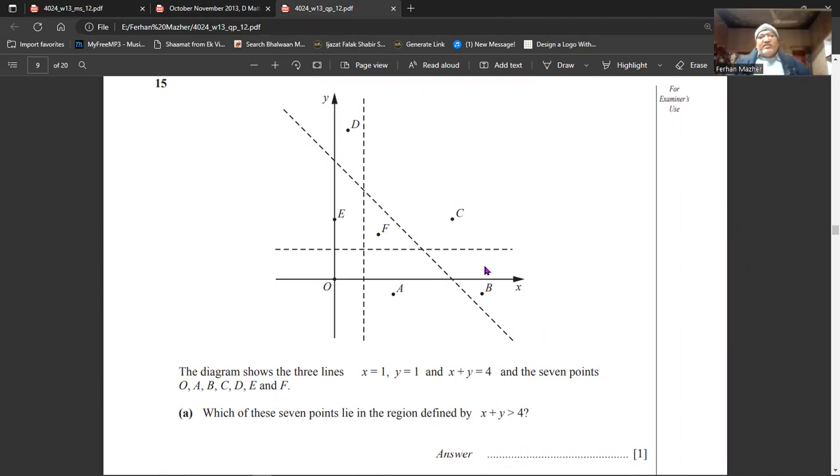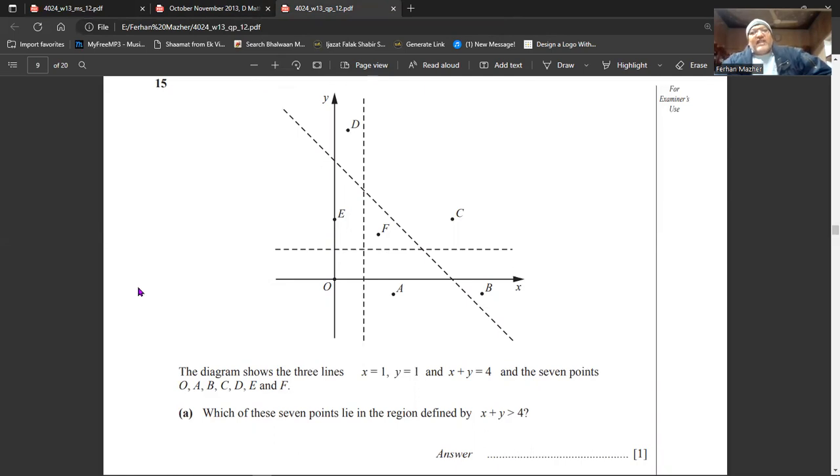The diagram shows the three lines. X equals to 1. X equals to 1 is always a vertical line. Y equals to 1 is a horizontal line, and x plus y is equal to 4. This will be y equals to 4 minus x. Its y-intercept will be 4 and its gradient will be negative. So they are talking about this line. This line is x plus y equals to 4.